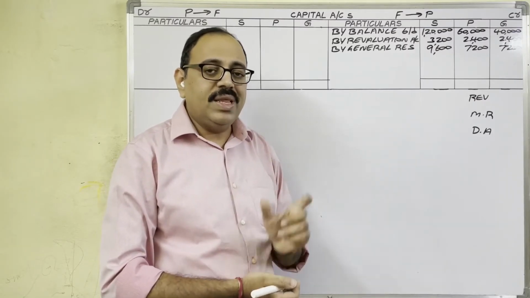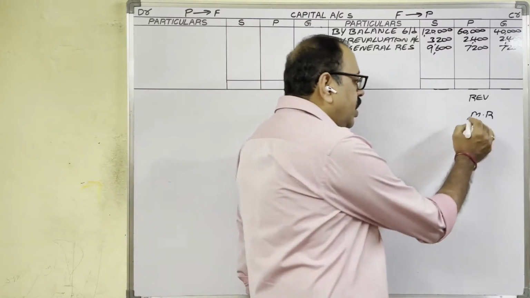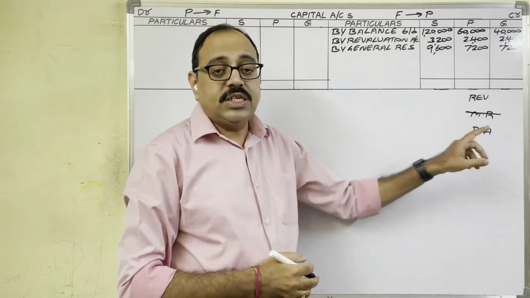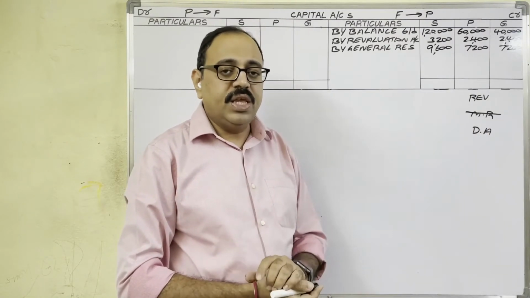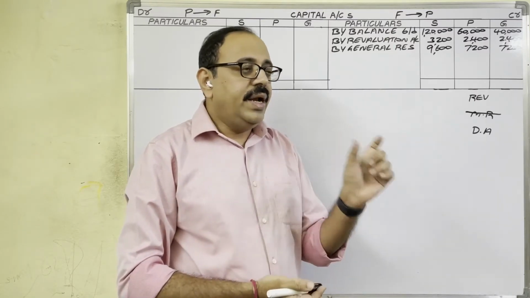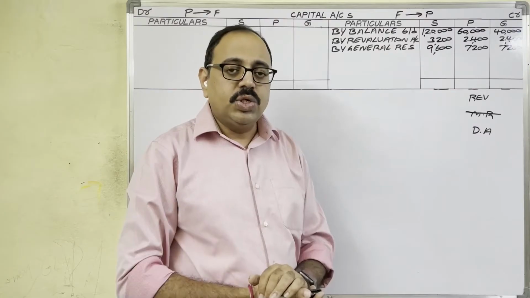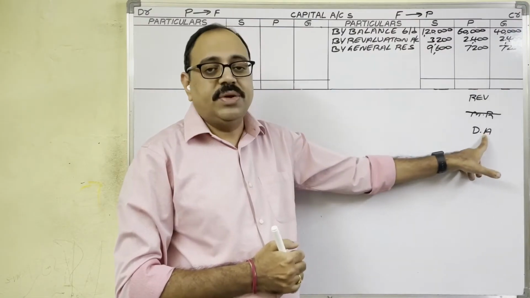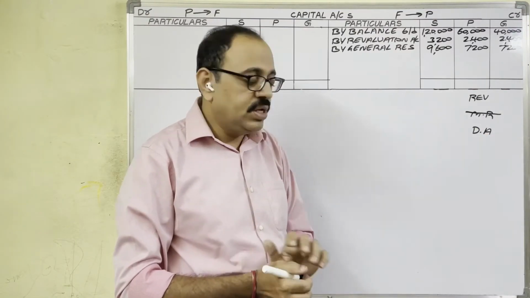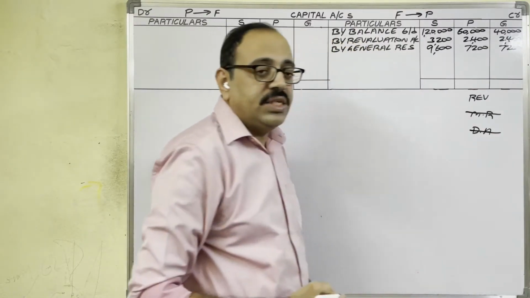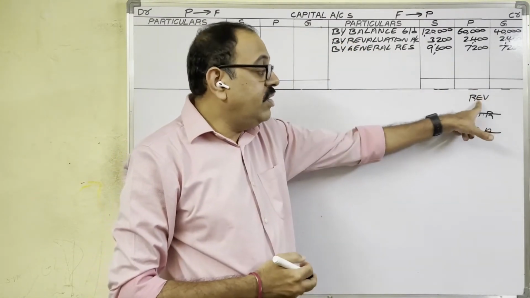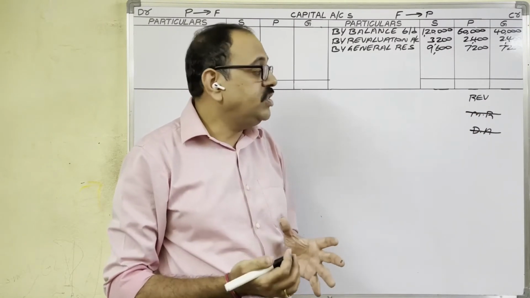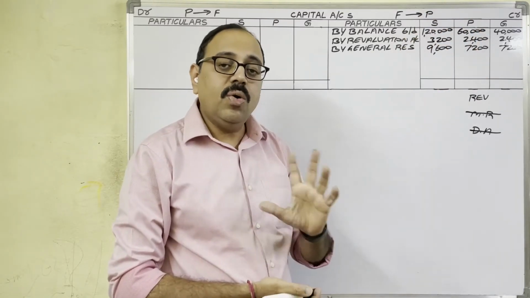In the present problem, these sentences are not given. So we need not apply the memorandum revaluation method. How to identify the direct adjustment method? In the question, if a sentence is given like this, the retiring partner's share of goodwill should be adjusted without opening a goodwill account, then we should use this method. That sentence is also not given in this question. Therefore, don't use the direct adjustment method. Then what is left? Revaluation method. Under this method, goodwill will be created and transferred to all partners' capital accounts in the old ratio.